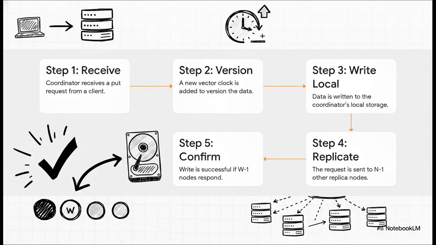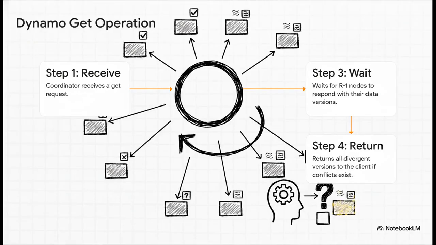It doesn't sit around waiting for all of them to reply. As soon as it gets back W1 acknowledgements, it immediately tells the client, "We're good, success." That's what makes it so fast and resilient. Now the read process. This is where things get really interesting. The coordinator asks the replicas for the data and waits for R of them to answer.